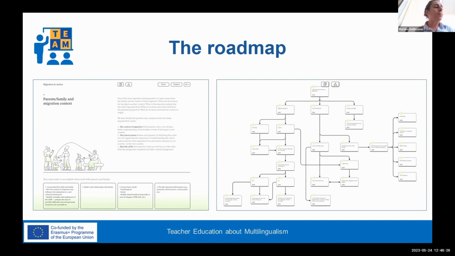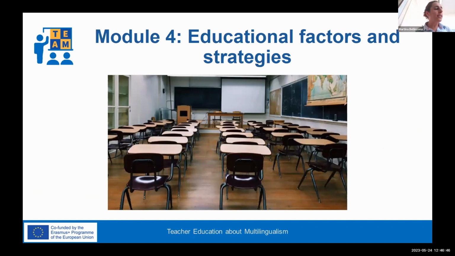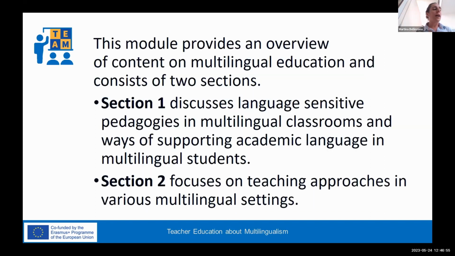The roadmap offers different types of paths and can be explored both holistically, as can be seen, for example, in the figure on the right of the slide, or by answering question after question, so reflecting from time to time on the elicited aspects. Last but not least, Module 4, Educational Factors and Strategies, is the one most specifically oriented towards the educational and didactic components. It is made up of two main sections.